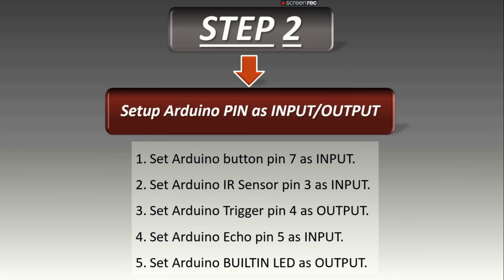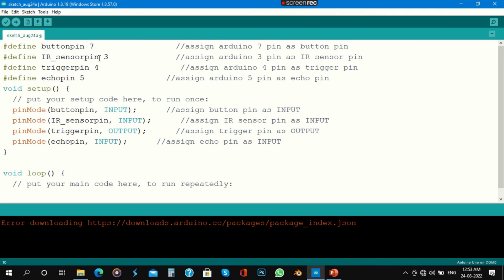Now step 2. In this step, you have to assign these sensors and the LED pin as input or output. Here is the syntax of the setup function. And here, I also use the serial function to see the output in the serial monitor.